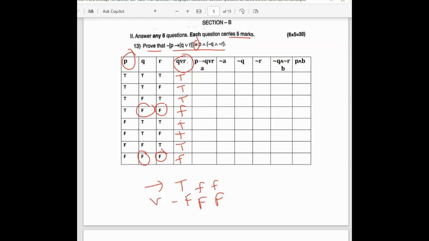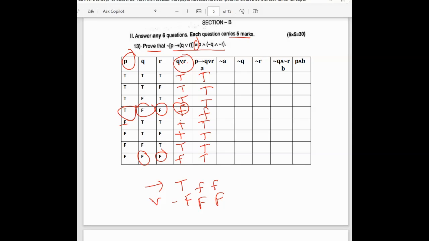Now the next one, we have P implies Q. We check for the condition T F, which gives F. Where do we have T and F? In the first and fourth lines, T and F, T and F. It will be F. The remaining values are all true. Okay, now negation A. What will be negation A?